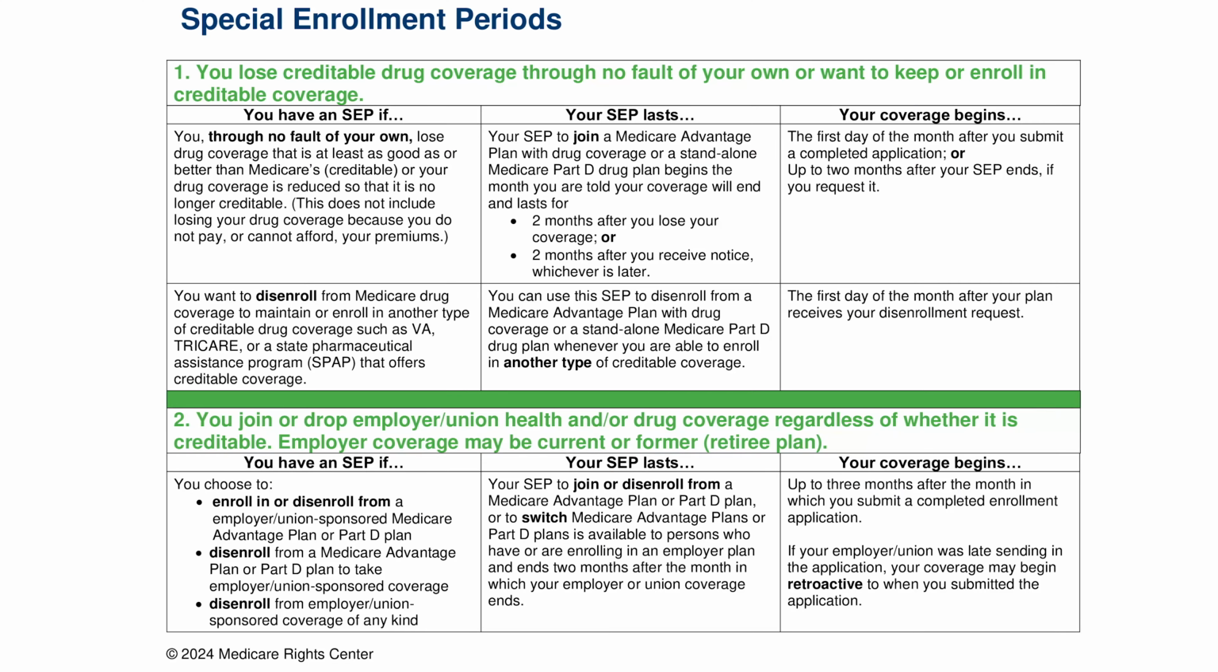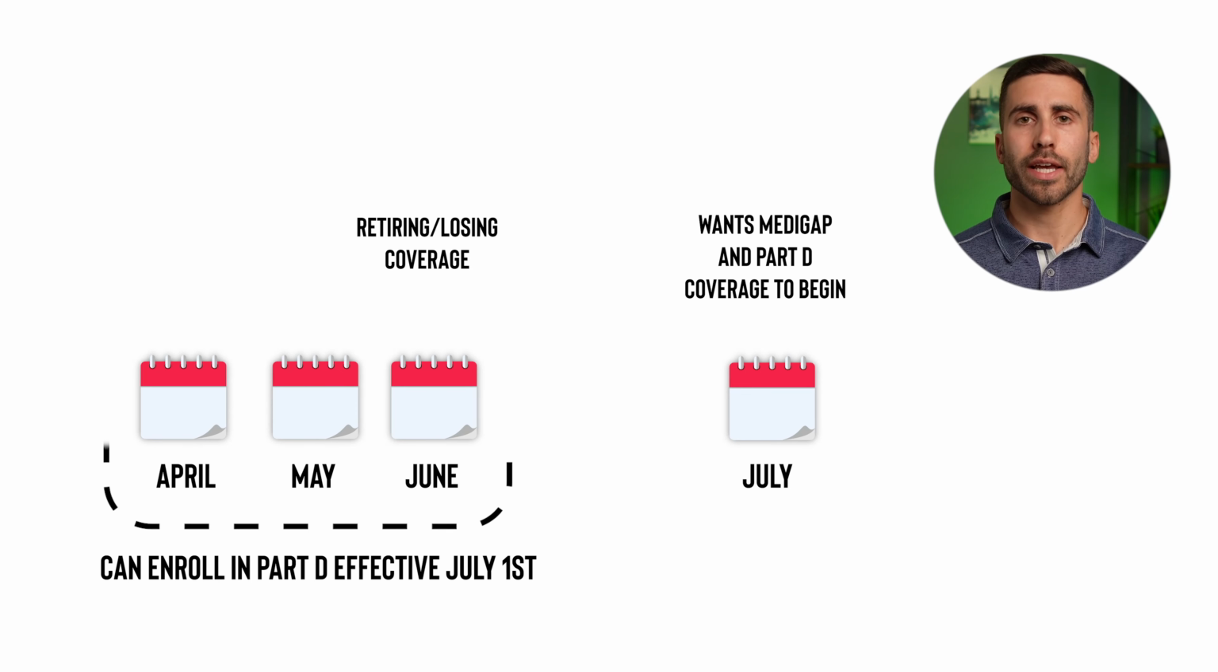One common SEP arises when you are losing employer or union health coverage, which also includes retiree coverage and COBRA coverage. This special enrollment period to enroll in Medicare Advantage or Part D coverage exists while you are enrolled in employer coverage, and it ends 2 months after the month your coverage ends. So, for example, John is retiring and losing his employer health insurance at the end of June, and he needs Part D coverage on July 1st to go with his Medigap plan.